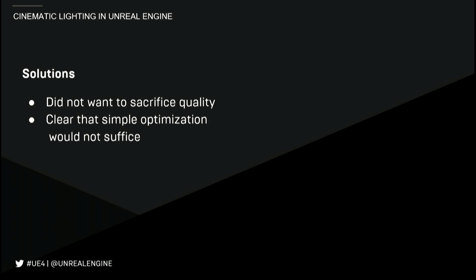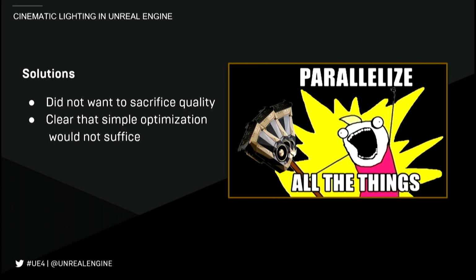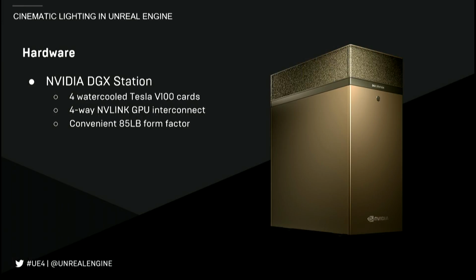So what are the solutions we can look at? As we did not want to sacrifice any quality, and we knew that simple optimization just would not suffice, the solution to that was, just let's parallelize all the things, throw more GPUs at it. Thankfully, NVIDIA provided us with a new DGX station, which consists of 4 water-cooled Tesla V100 GPUs and a 4-way NVLink GPU interconnect, which is about a magnitude faster than what you can get on PCIe today.